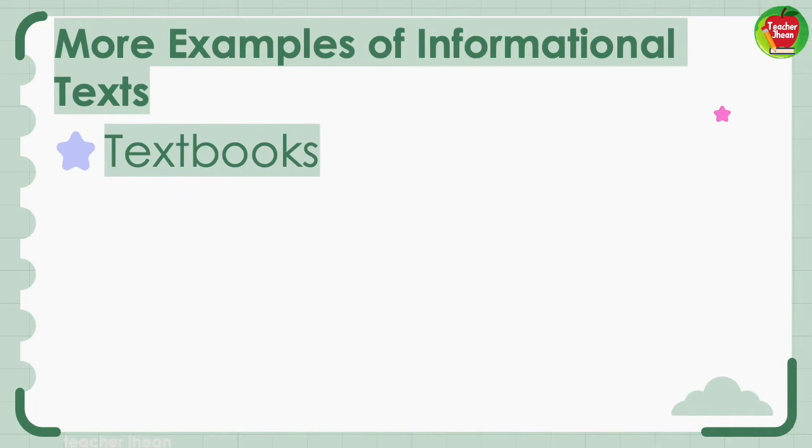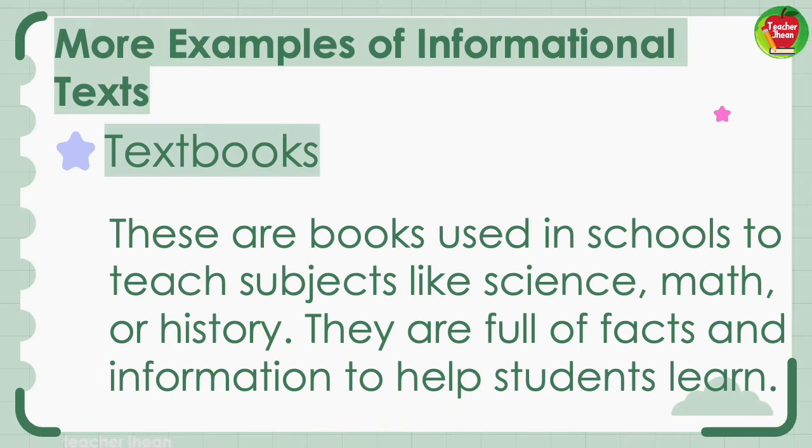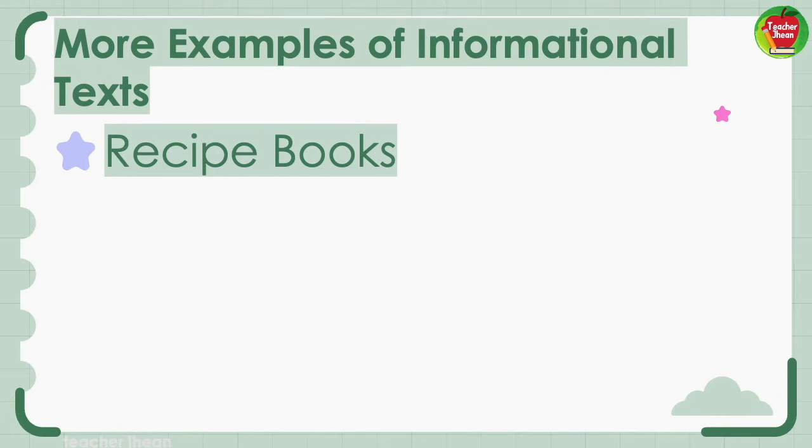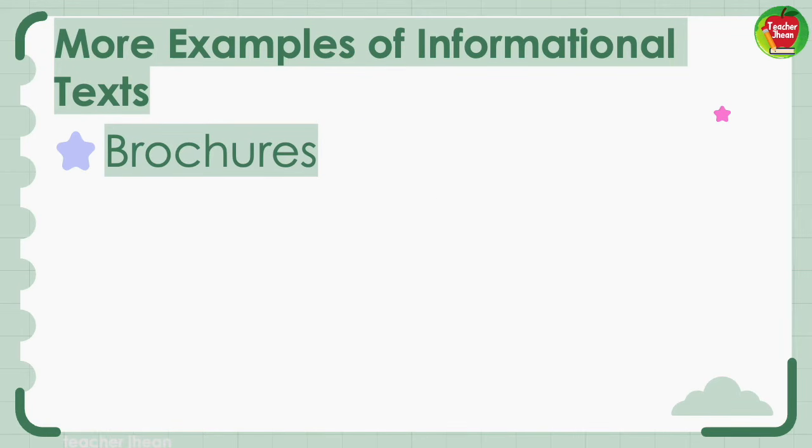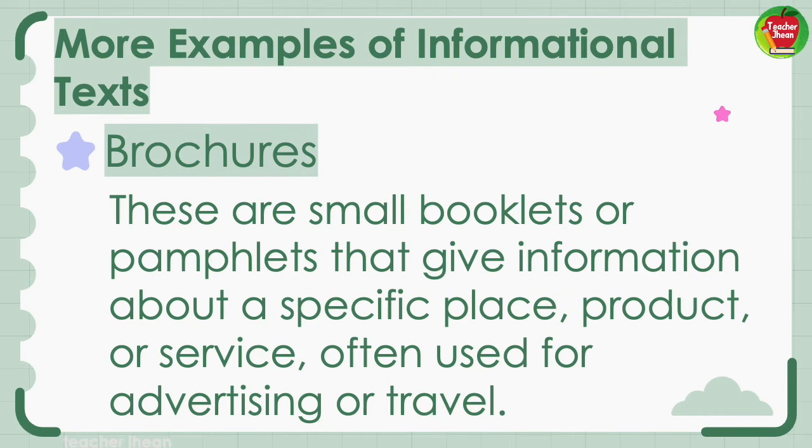While for the textbooks, these are books used in schools to teach subjects like science, math, or history. They're full of facts and information to help students learn. While the recipe books, these provide instructions on how to cook different dishes. They include a list of ingredients and step-by-step directions. And the brochures, these are small booklets or pamphlets that give information about a specific place, product, or service, often used for advertising or travel.